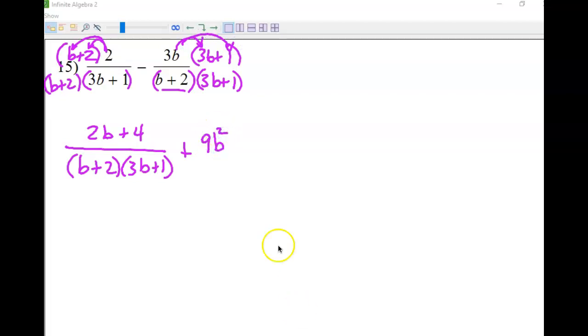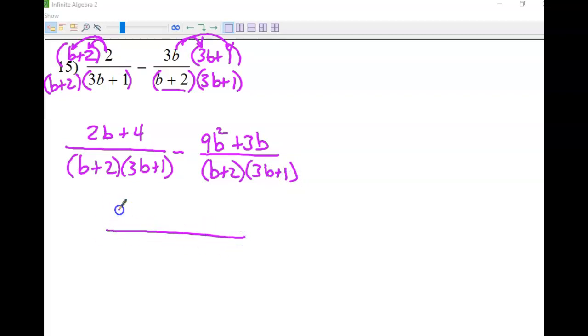Oh, I got a mistake here. That's a minus. That was the whole point of this problem. 9b squared plus 3b. Okay, now here's where the difference comes in. We're going to put these together into one fraction. But as I do it, this negative is going to be subtracting both of those terms on the top right expression. So now they both will change their signs.